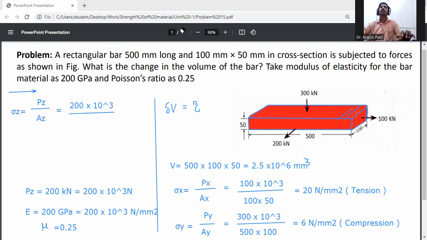Now which area will we take? This area. I will hatch this area. This will be 500 into 50. Take only this area. So this area is 500 into 50.